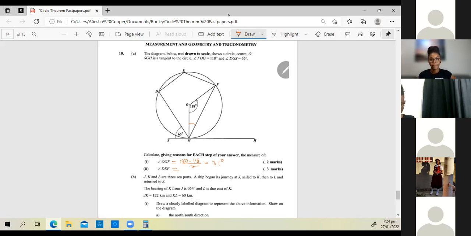DEF. Where's DEF? Up here. How much is that? So we can find inside of here, which is 25, because this is a 90 degree, right? And we know that this part is 31. So we can add both of them, 25 plus 31, and subtract that to get up here. So 180 minus 56 is 124 degrees. You got that?